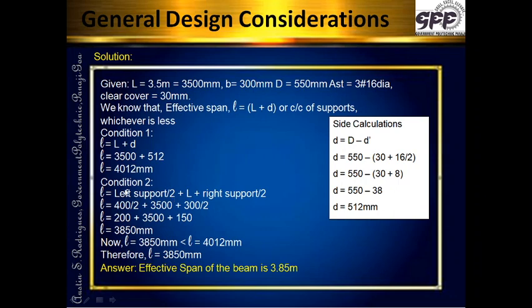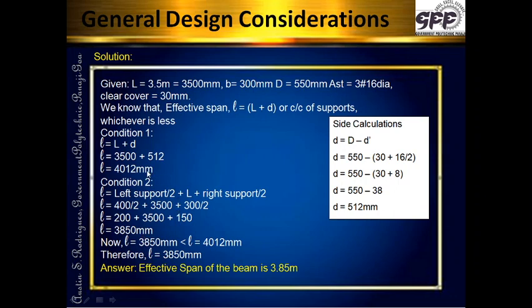Note that the left support is 400 by 400, so 400 mm divided by 2, plus the clear span 3500 mm. Please note all have been converted to mm. Plus the right support is 300 divided by 2. So 400 divided by 2 comes to 200, 3500 comes as it is, and 300 on the right hand side divided by 2 comes to 150. When we add these three, we get the effective span as 3850 mm.